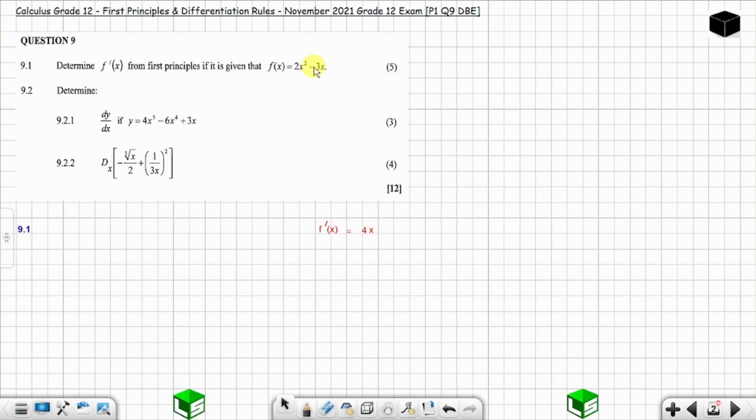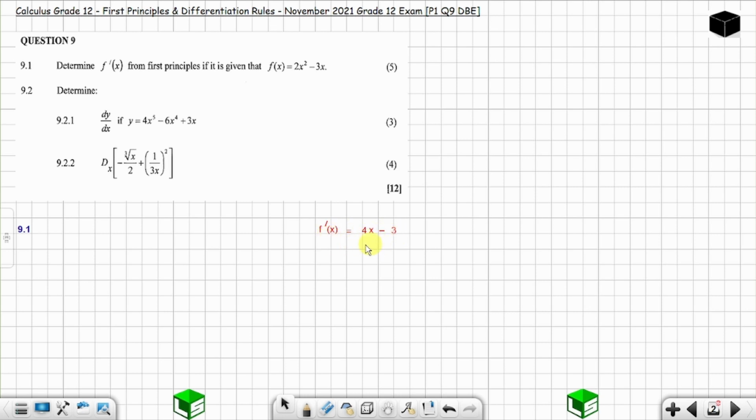You carry on, you have minus 3x. The exponent is 1, an invisible exponent of 1, and the coefficient is negative 3. Okay, 1 times negative 3, this is negative 3, times x to the power of 1 minus 1. You subtract 1 from the exponent, so you have x to the power of 0. Anything to the power of 0 is 1. So you have 1 times negative 3. Okay, so f prime of x is equal to 4x minus 3.